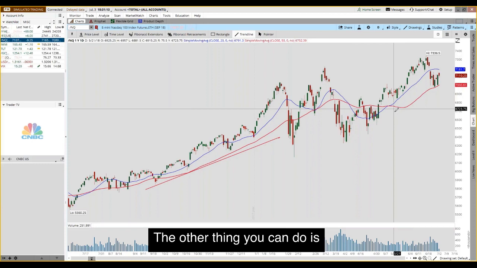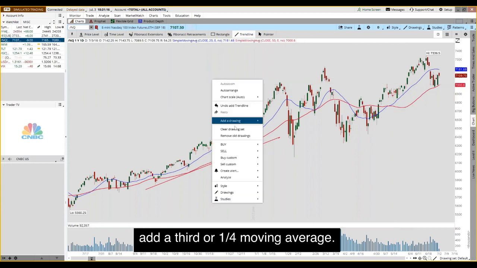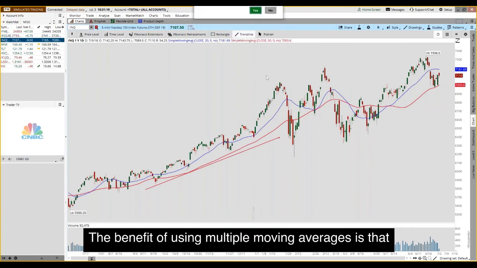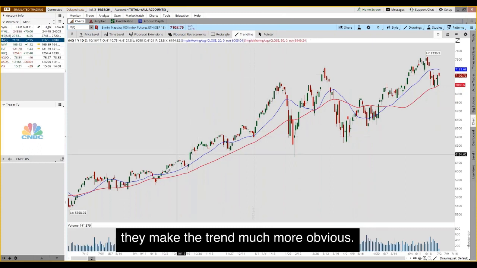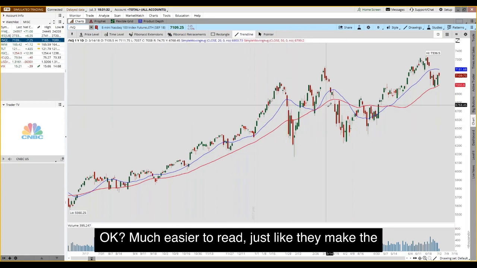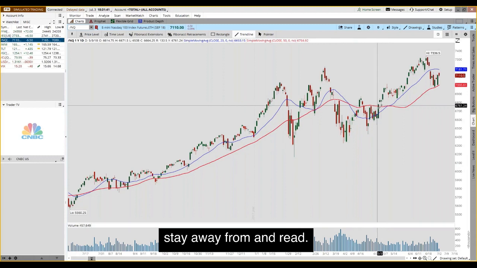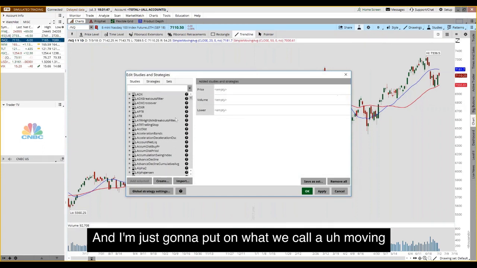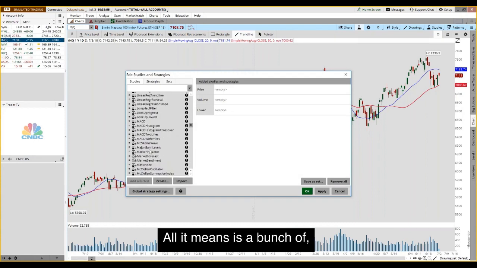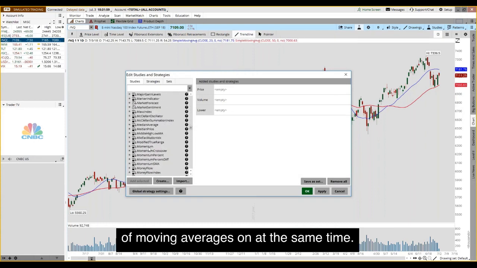The other thing you can do is add a third or a fourth moving average. The benefit of using multiple moving averages is that they make the trend much more obvious, much easier to read, just like they make the consolidating areas much easier to stay away from. So let's do something here. Let's get rid of these, and I'm just going to put on what we call a moving average ribbon. All it means is a bunch of moving averages on at the same time.